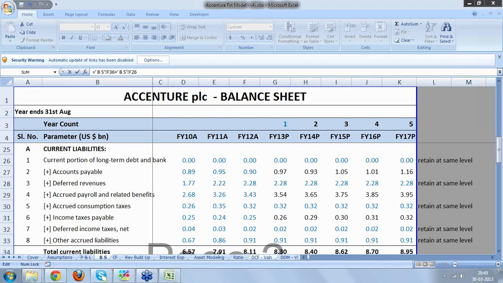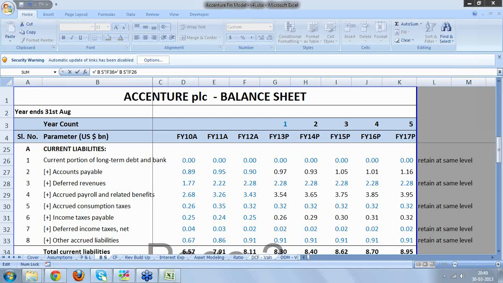Now what happens to the cash flow beyond the horizon period? We now need to figure out a method to ensure that all the cash flows beyond the horizon period get captured in my entire valuation model. So how should I do that?